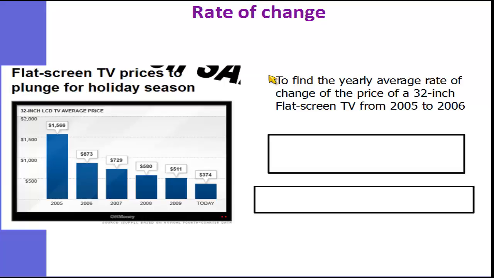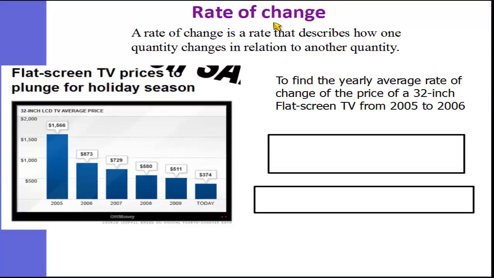All right, let's now have the application of slope. So the application of slope is rate of change. If we find the slope, we can find the rate of change over a given period of time. So what is a rate of change? A rate of change is a rate that describes how one quantity changes in relation to another quantity.